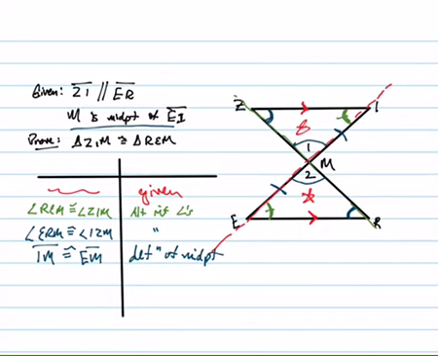So I have what now? I have a side, I have an angle, and I have an angle, a side, and another angle. Should be side and angle side. So now I can say that ZIM is congruent to REM by angle, side, angle.